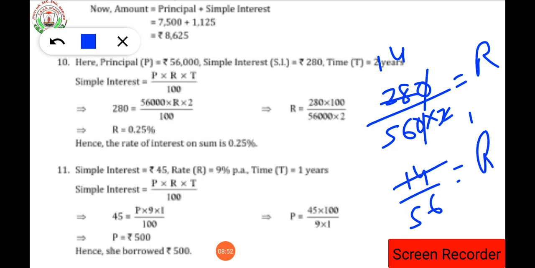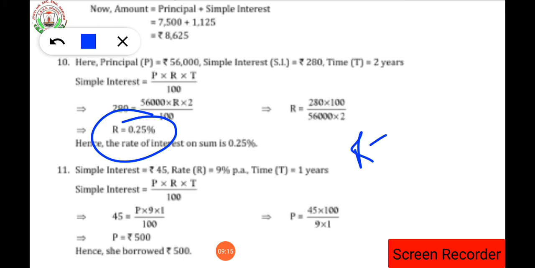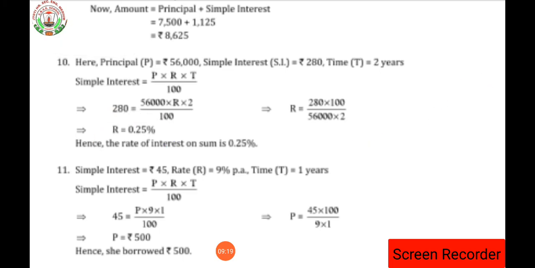Now again we can cancel by the table of 2. Here 5, that means 2, 16, that means 8. Now as we know, in the table of 7, 28 comes 4 times. So it is 1 by 4. Now when 1 by 4 is divided, you will get the required answer: rate is equal to 0.25%. Clear? So this is the solution.